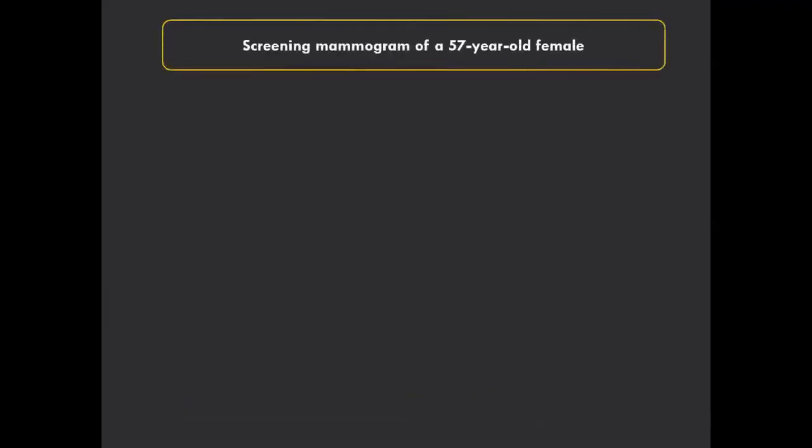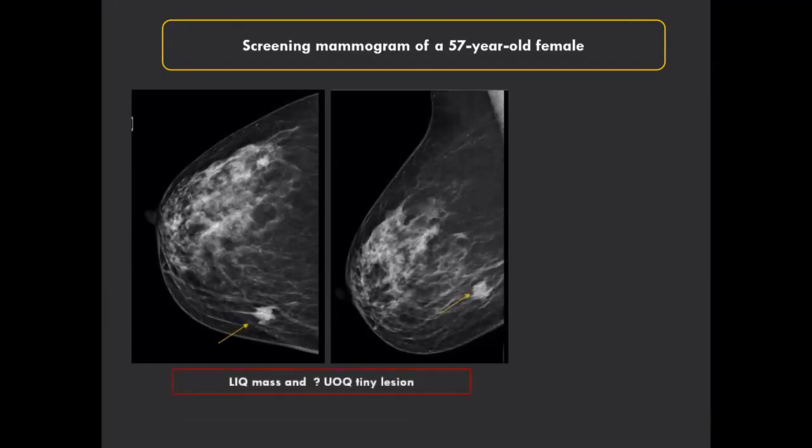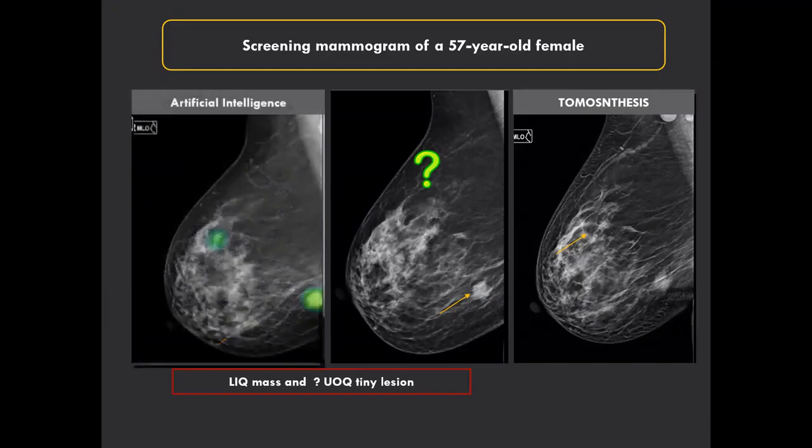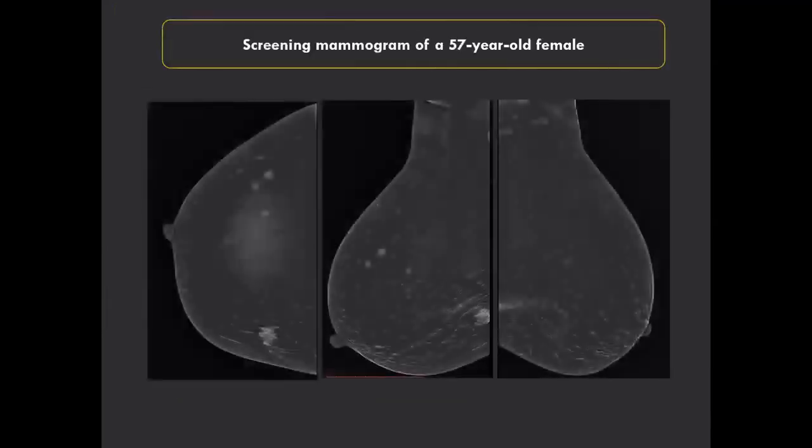This is another screening mammogram of a 57-year-old female. She had an evident lesion in the lower inner quadrant of the right breast, and we were not sure whether this was another lesion or not in the right breast. Even on the tomosynthesis images, we were again not sure whether there was a lesion present or not in the upper outer quadrant of the right breast. When we applied the artificial intelligence, both the lower and the upper lesions were marked, and a biopsy was taken, and it was a multicentric invasive duct carcinoma grade 2.